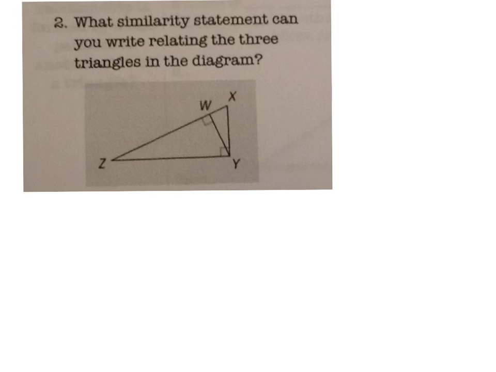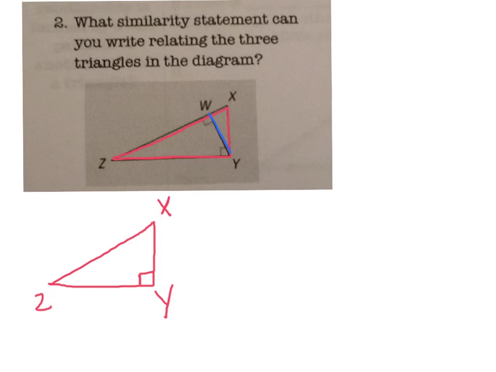What similarity statement can you write relating the 3 triangles in the diagram? So the first thing we're going to do is identify all 3 triangles that we have. So the first one we have here is ZXY. So I'm going to rewrite it below. Now you'll notice that this triangle has an altitude YW. So that means that this altitude divides this bigger triangle up into 2 smaller similar triangles.